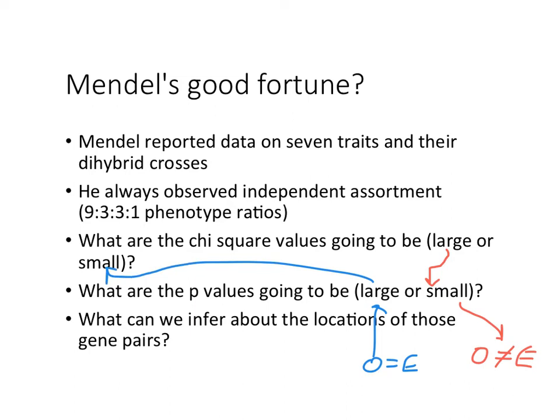And because he saw what he expected, what did that tell him about where his genes were located? If he observed independent assortment between all possible combinations of those 7 traits, what does that mean about all the genes that control all of those traits? Are they all linked or are they all unlinked?